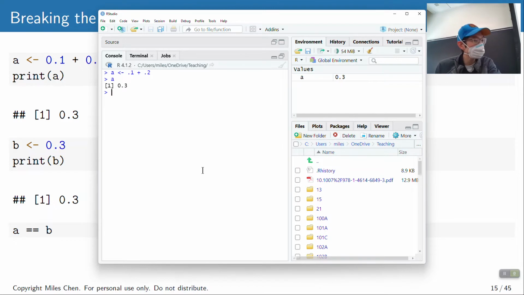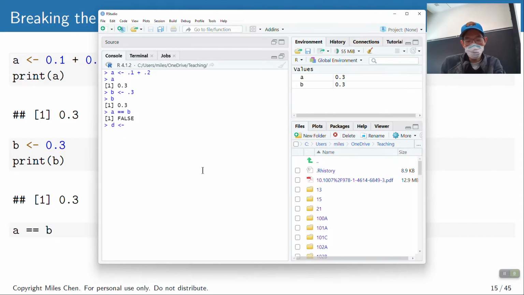Okay, what's A? A looks like it's 0.3. Here B is going to be 0.3. There's A. A looks like it's 0.3. B looks like it's 0.3. Is A equal to B? And we get back false. And you're like, wait, is R just broken here? And let's try D, right?